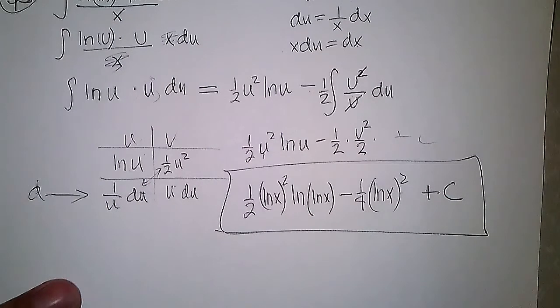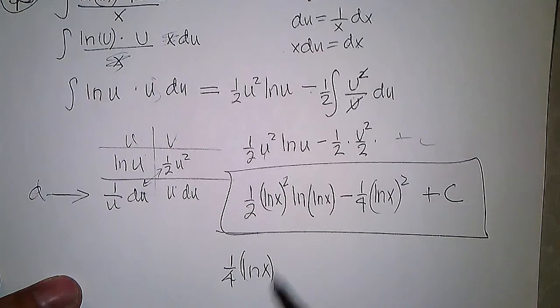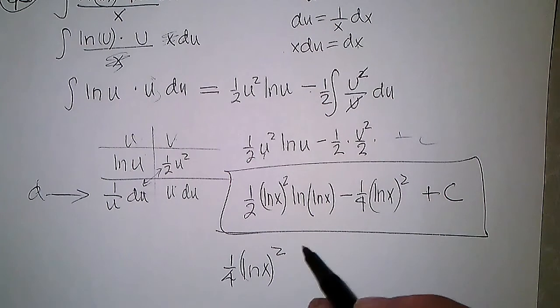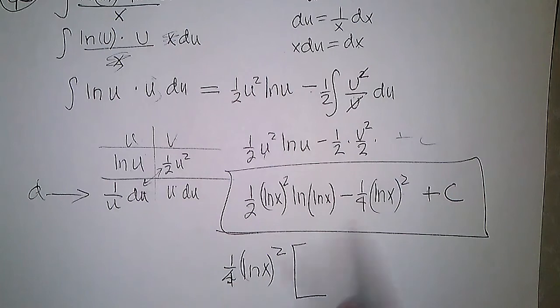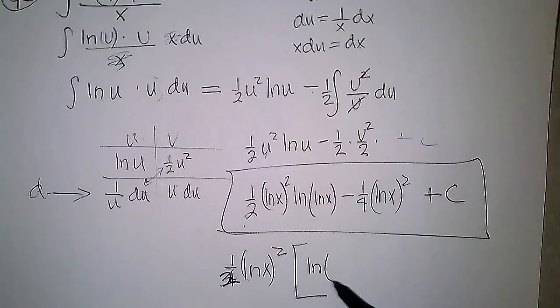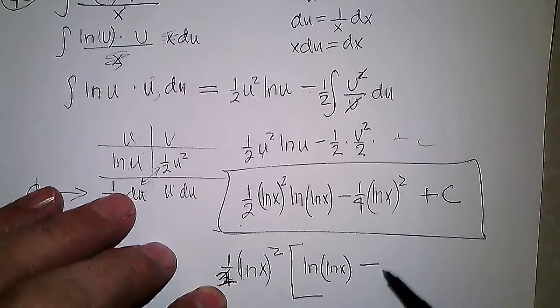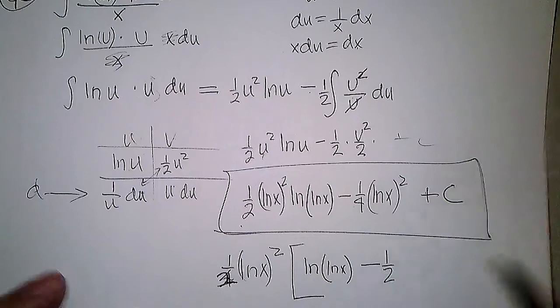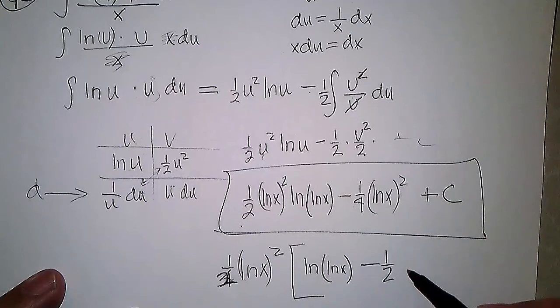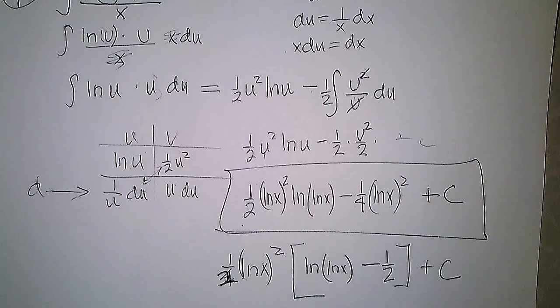Maybe I will do it. If you took out a 1/4 ln x quantity squared out of this 1/2, the half would be gone, the ln x would be squared, so we'd have ln of ln of x, minus 1/2 times 1/2 would be 1/4. We took out this, and so that would be all we have there, plus c. And that should do it.